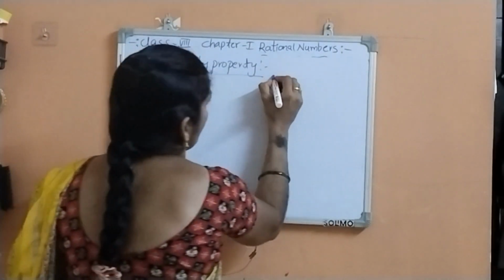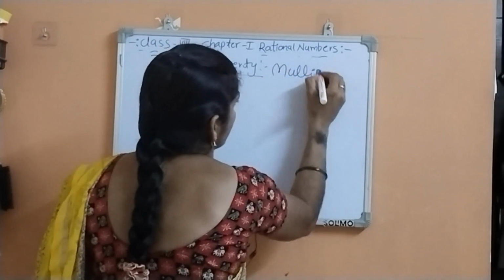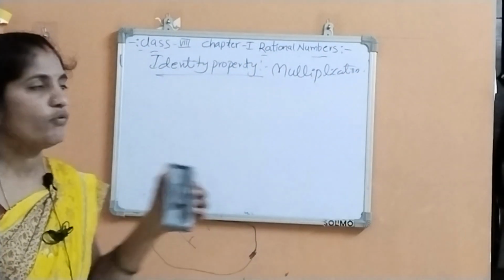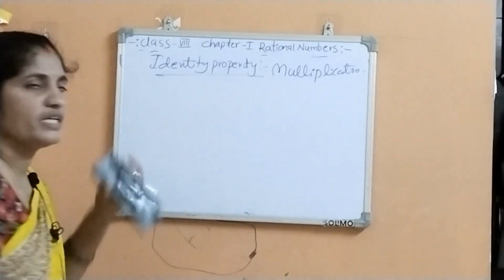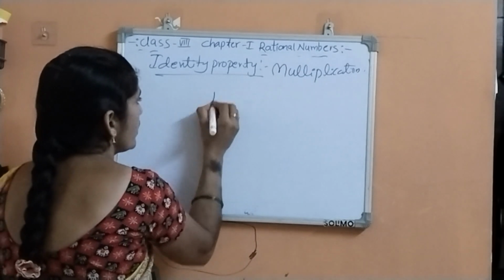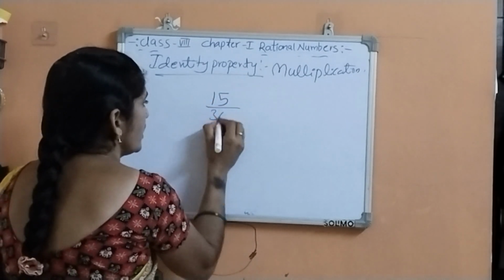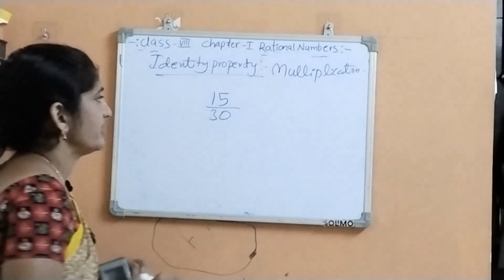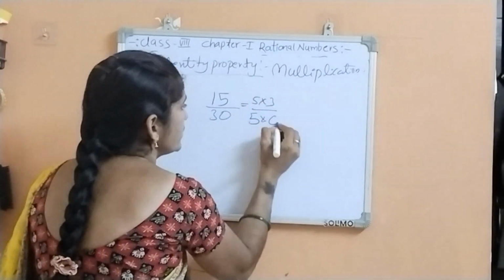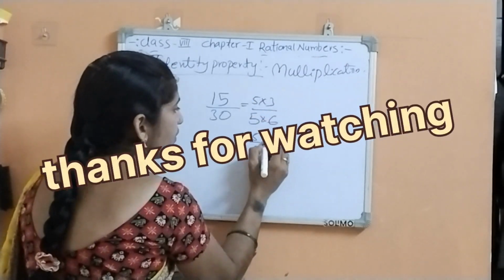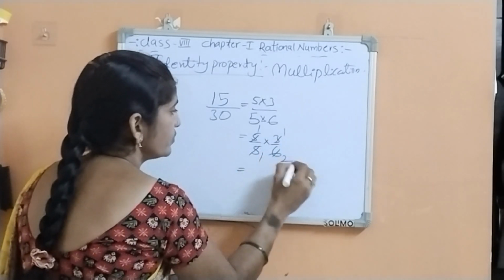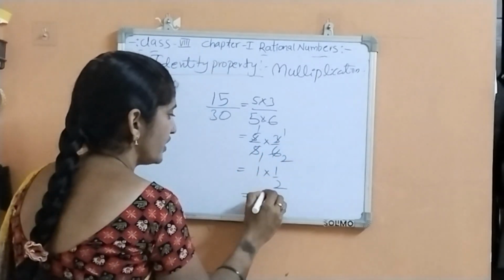Next, identity property in multiplication. So 0 is the additive identity. Now we are going to discuss the multiplicative identity in the rational number system. For example, I am going to simplify the fraction 15 by 30. We can write 15 as 5 times 3 and 30 as 5 times 6. So we can write it as 5 by 5 into 3 by 6. 5 ones are 5, 5 ones are 5; 3 ones are 3, 3 twos are 6. So 1 into 1 by 2, we are getting 1 by 2.